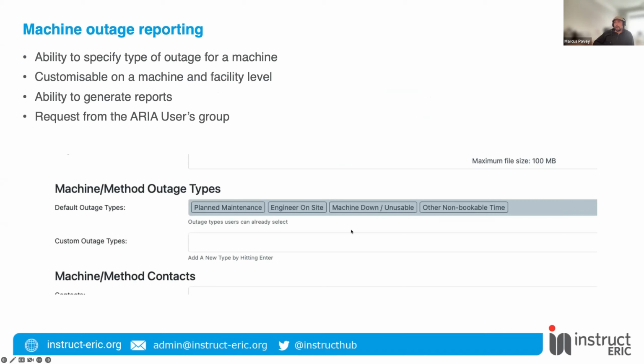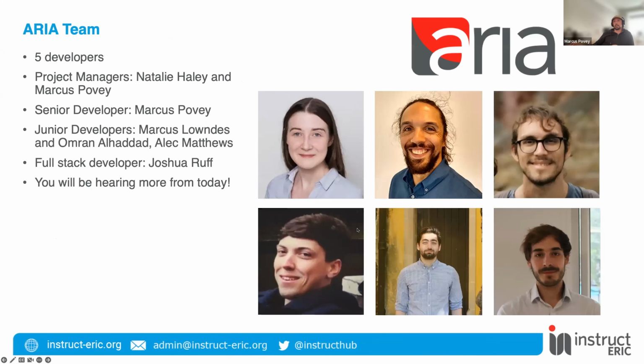And this came from the ARIA user group. Again, this is a demonstration of that feedback. This is a request from our user community to allow granular outage reporting on machines. So this is for example, if you wanted to categorize why an outage occurred. So perhaps you were wanting to report that back to the manufacturer. So this is again all configurable and available to you. And that was a whistle-stop tour.